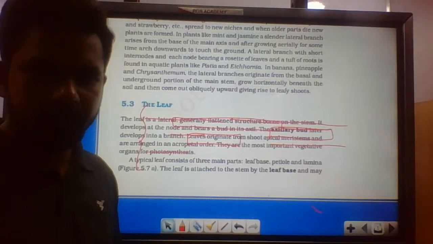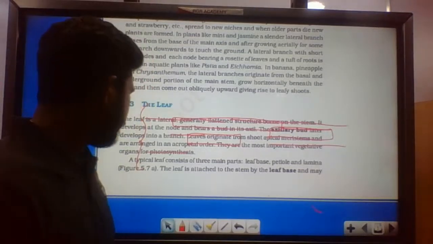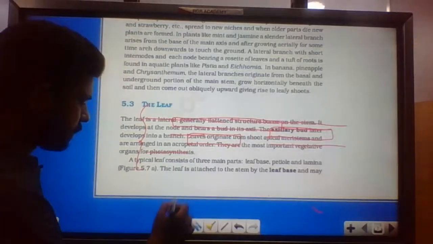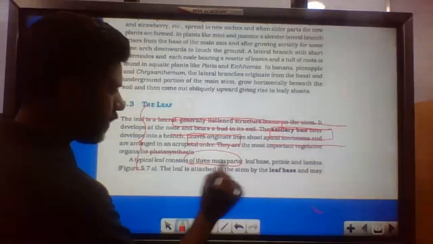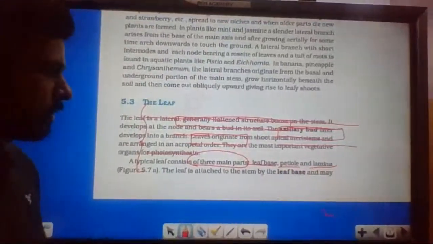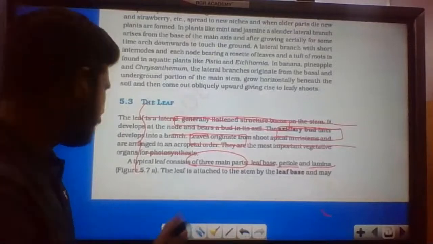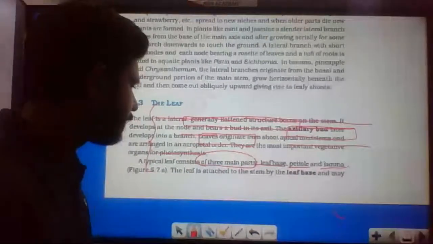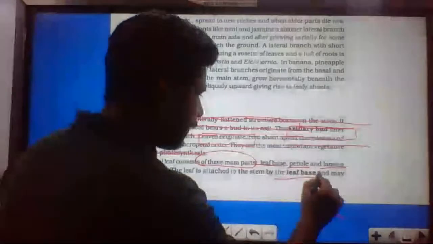Okay, we continue with the leaf. The leaf consists of three important parts: the leaf base, the petiole, and the lamina. So these are the three important parts of the leaves. Let me discuss them one by one, and what characteristic features they have. The first one is the leaf base.